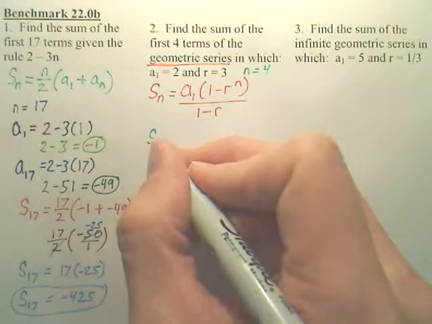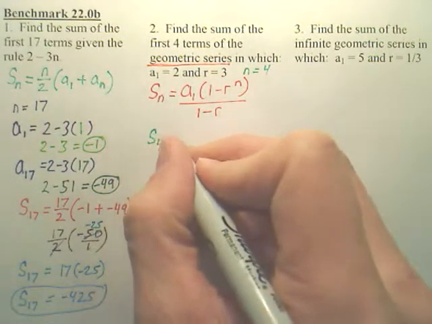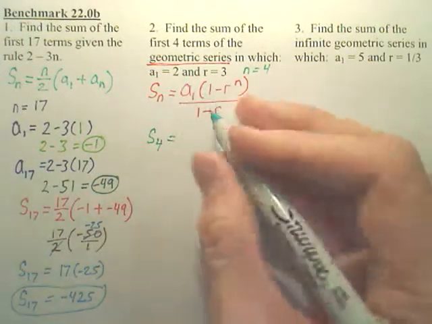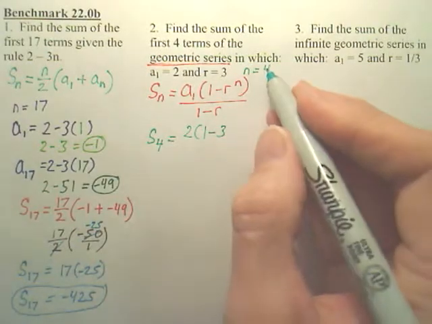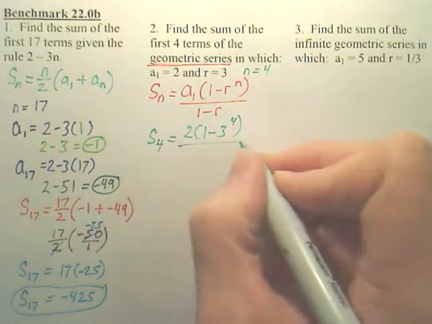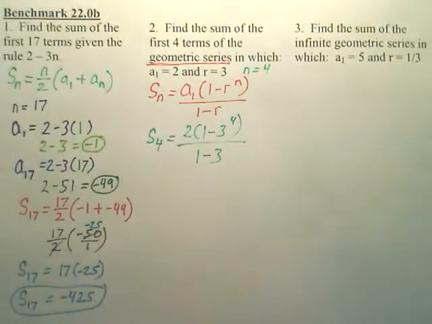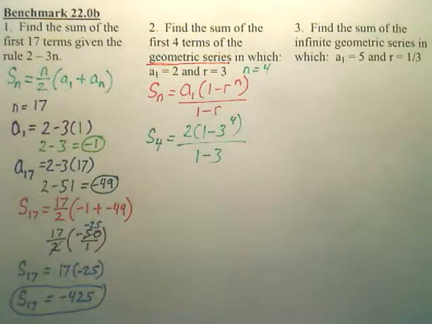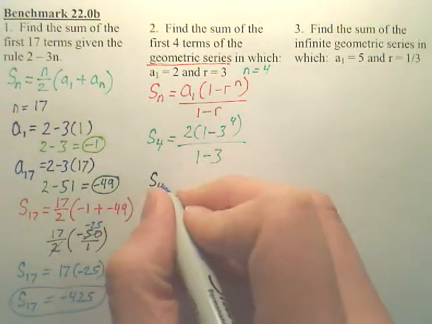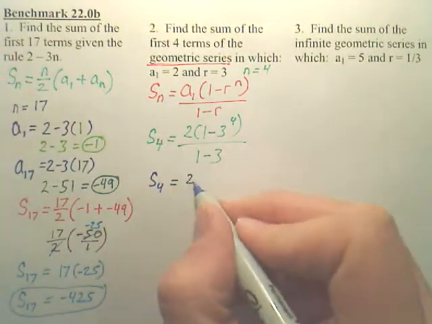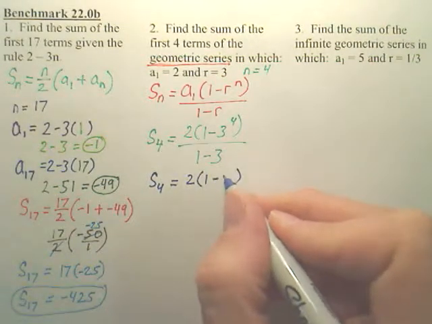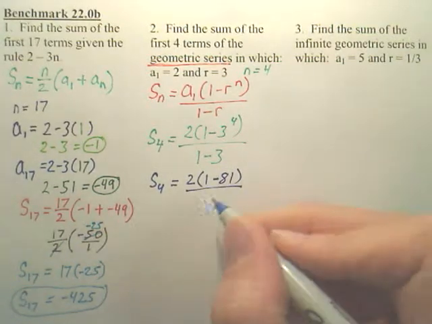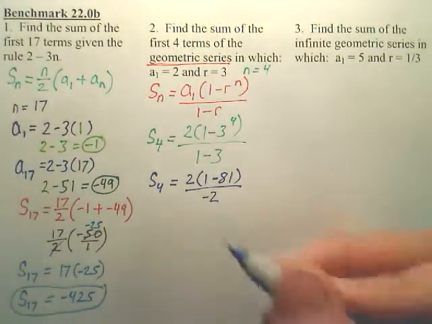So this one's actually pathetically easy, kind of, because we have all the information. It's just the number crunching which is going to be annoying. So S4 is going to be what? A1 is 2. R is 3. N is 4 over 1 minus r. So the sum of the first 4 is going to be 2 times 1 minus 3 to the 4th, and 3 to the 4th is 81. And 1 minus 3 is negative 2.